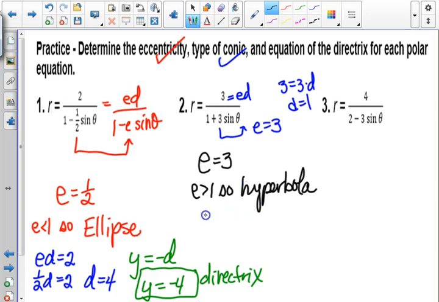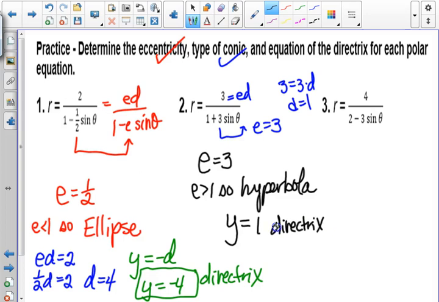And when we get the D, we set the top, E times D, we put the E in, we got 3 times D equals 3, D is 1. It was sine, so it's Y equals, and it was plus, so it's D, Y equals 1, yes? Okay. That's the directrix.